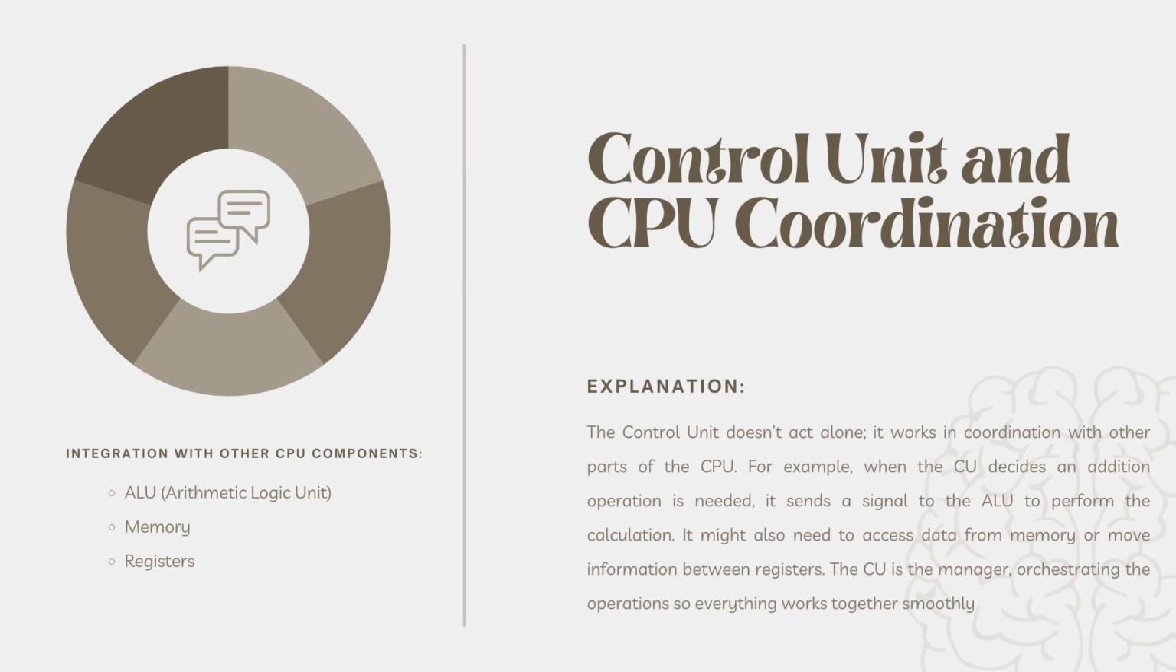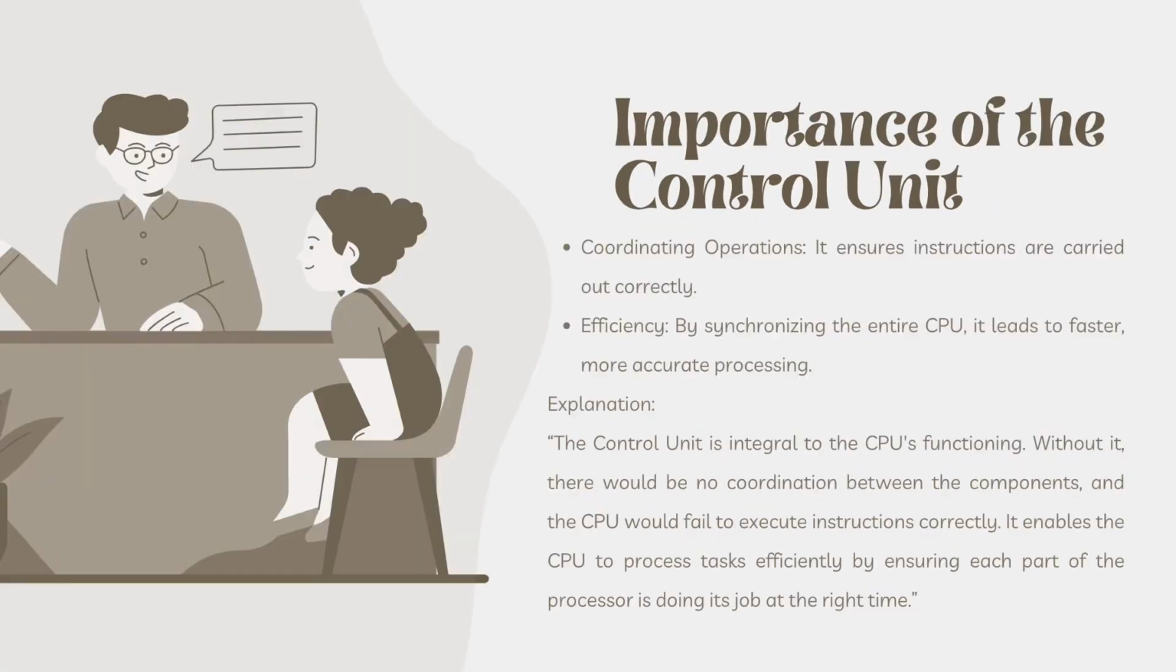For example, when the CPU decides an addition operation is needed, it sends a signal to the ALU to perform the calculation. It might also need to access data from memory or move information between registers. The control unit is the manager, orchestrating the operation so everything works together smoothly.